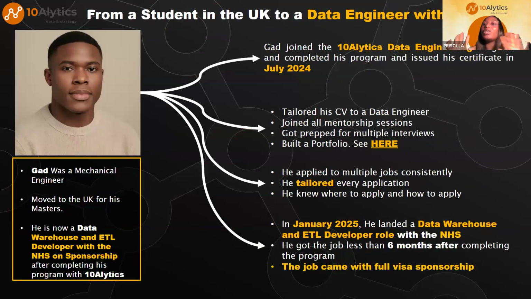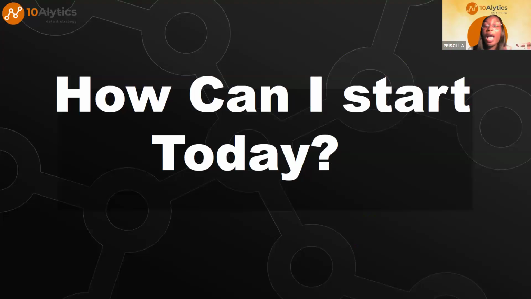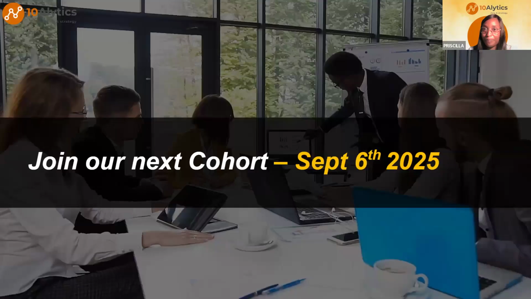So let's talk about how you can get started today. I saw a couple of comments about, how can I get a job? Or how do I get started? How do I pay? And all of that. So this is what we're about to talk about today. So you get started by joining our next cohort, which starts on the 6th of September, right? So it's just a couple of days away. I think 2 days away, 6th of September, our cohort starts.